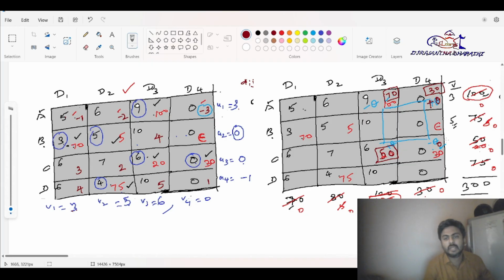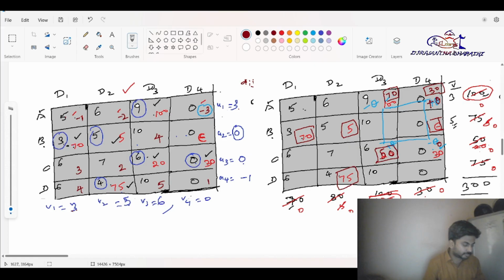Okay, now see again all the allocations. This is 1, this is 2, and this is 3. 1 2 3 4 5 6, and you are having 7. You are having 7 allocations, right? So m plus n minus 1 is there. Now you can find the transportation cost.